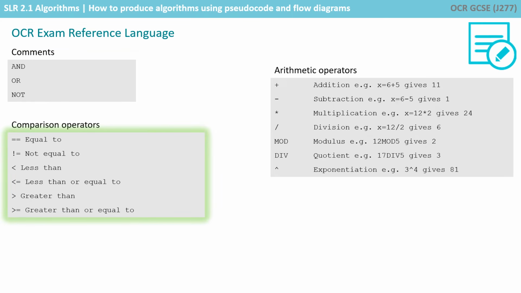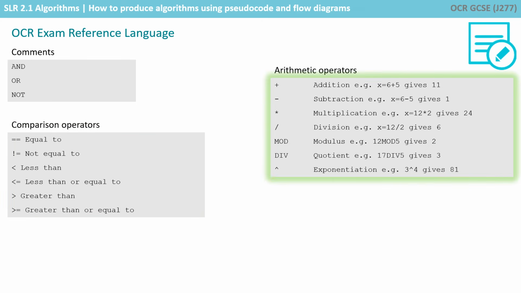There are comparison operators. Note that the double equals is equal to, and not equal to is an exclamation mark and an equal sign. Different languages use different symbols to represent not equals to. You've got a less than or equals to, a greater than, and a greater than or equals to, and you must be careful not to confuse these different symbols.